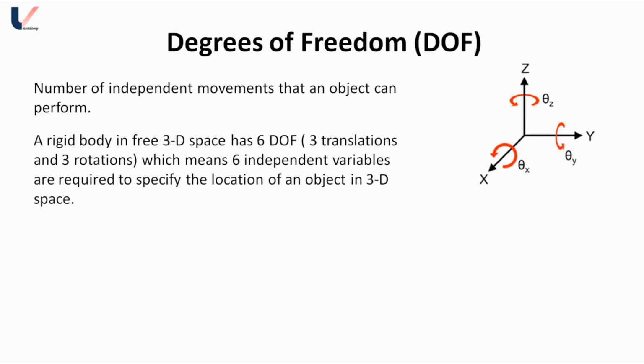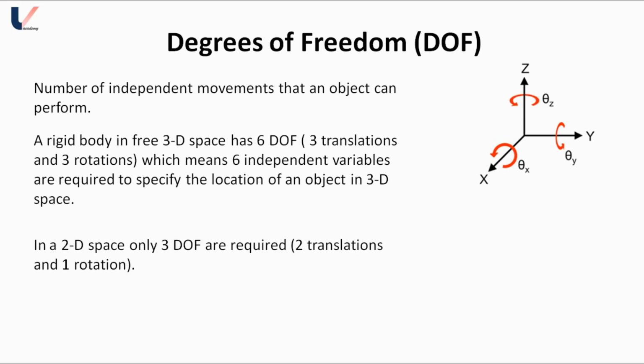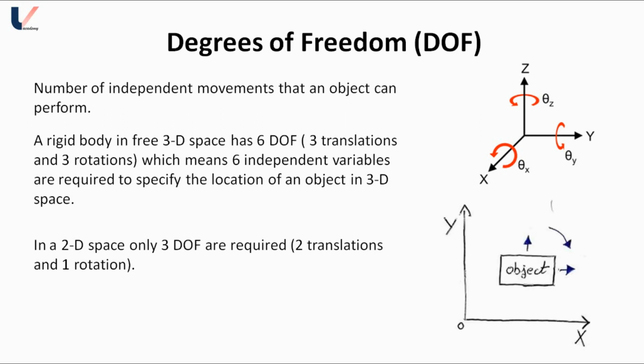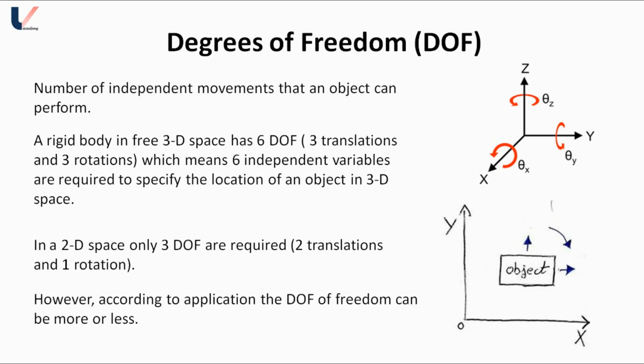Now, talking about 2D space, only 3 degrees of freedom are required. Look at this figure. One movement in x direction, second in y direction, and third is rotation about the z axis. So, 3 degrees of freedom are required. For a manipulator in 3D space, the degrees of freedom can be less or greater than 6, depending upon the application. Let us try to understand by an example.